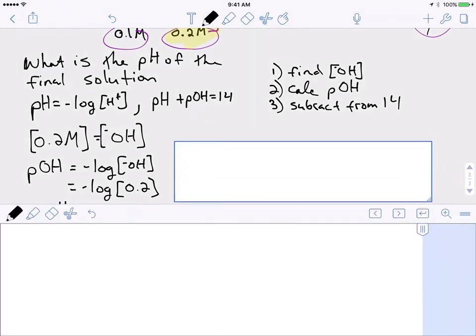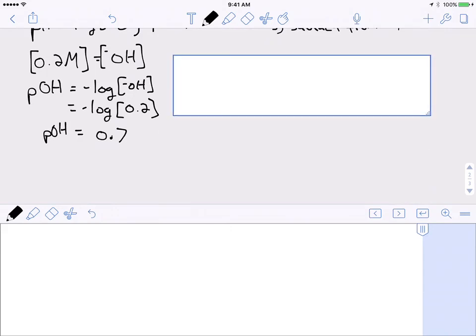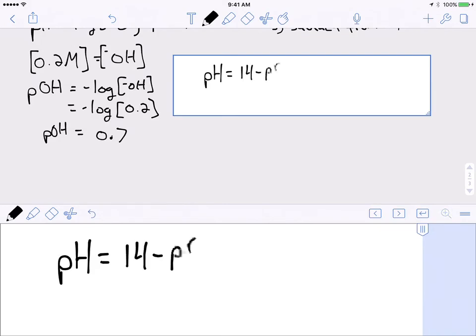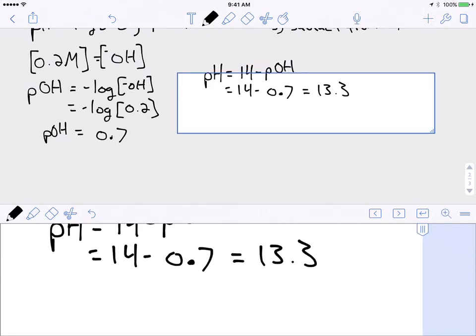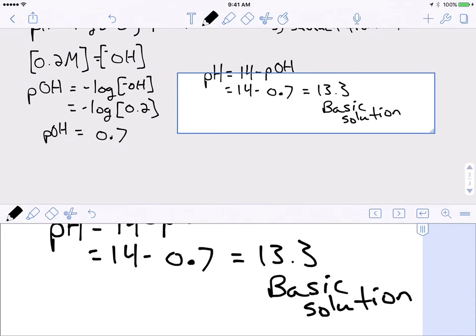So pH, I'll put it over here. pH is also equal to 14 minus pOH. So 14 minus 0.7 is equal to 13.3. Excellent. Now 13.3, that might ring a bell. That means it's an extremely basic solution. That means there's not very many leftover protons. There's a lot of OH.